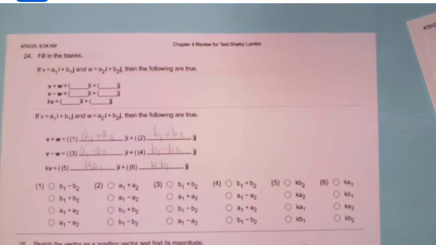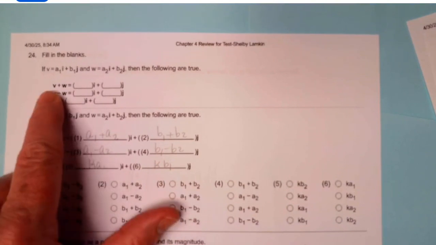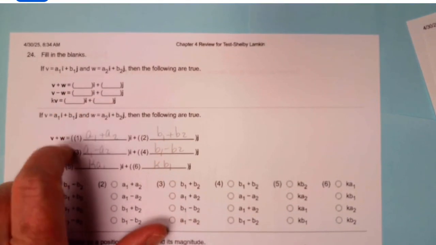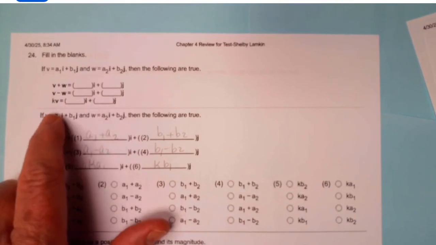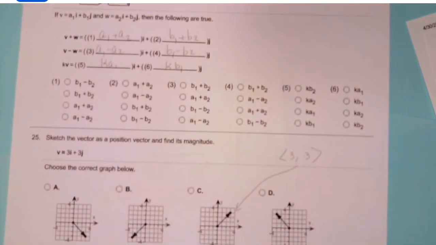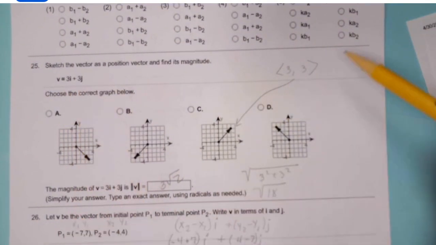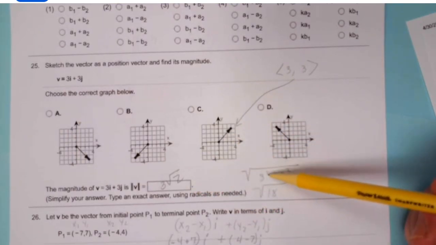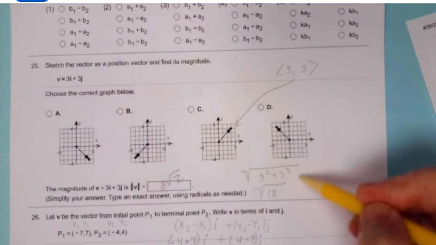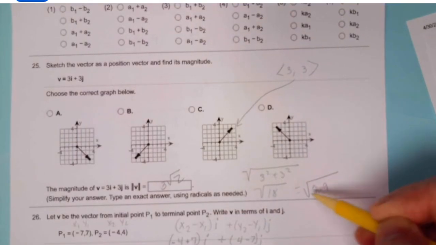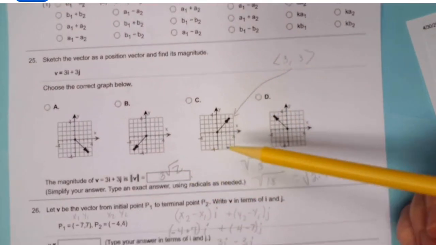Fill in the blanks here. It's pretty self-explanatory. If you're adding the vectors, you add their horizontal components and their vertical components. If you're subtracting, then you subtract. If you're multiplying by a scalar, then you just multiply. Sketching the vector, horizontal is 3, vertical is 3, so it's vector C. Magnitude would be the square root of 3 squared plus 3 squared, square root of 18, which is 2 times 9, so we get 3 square roots of 2.